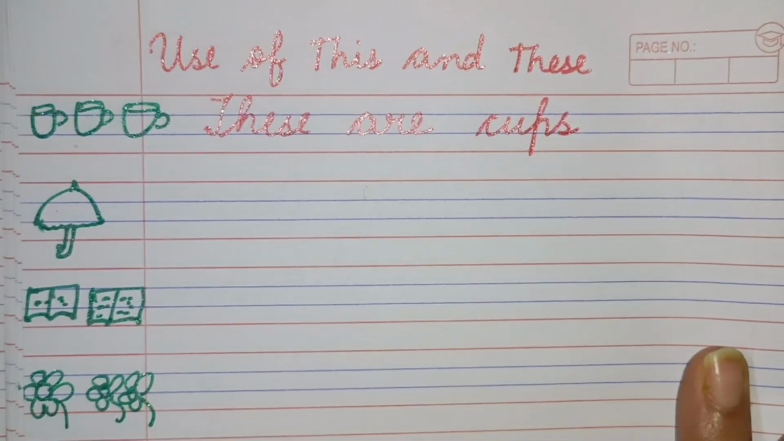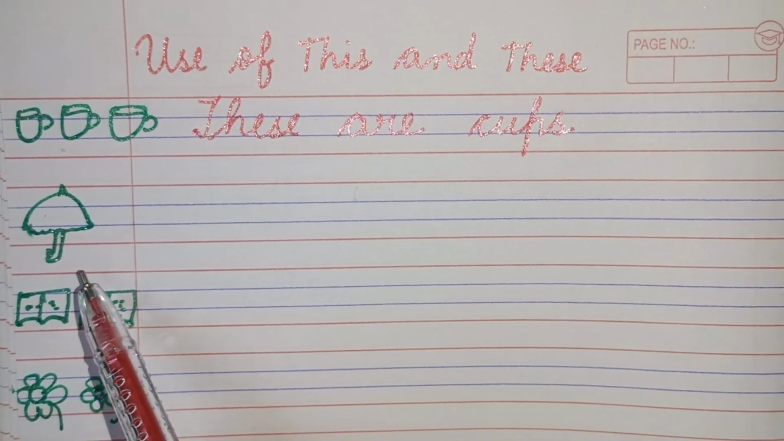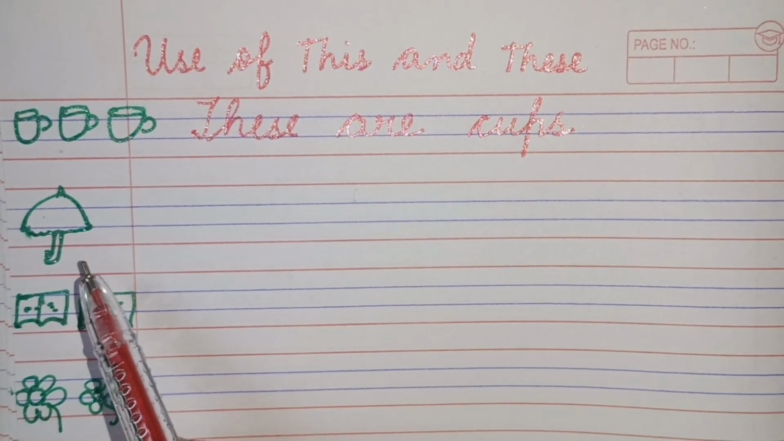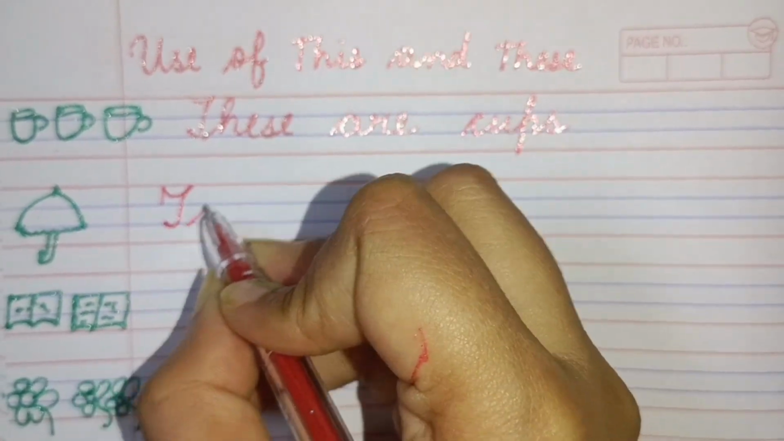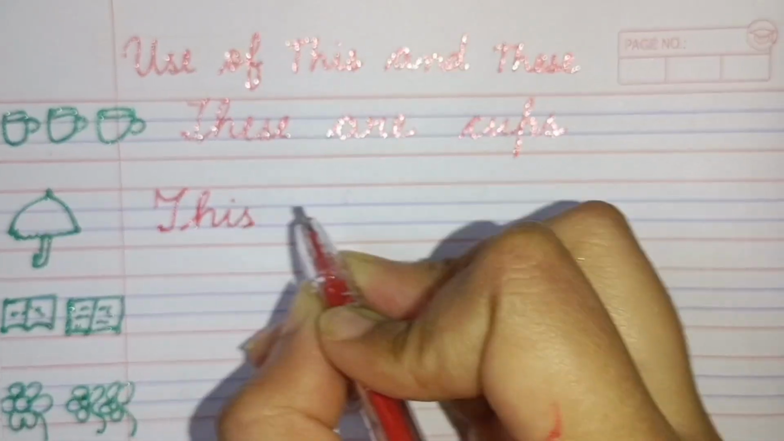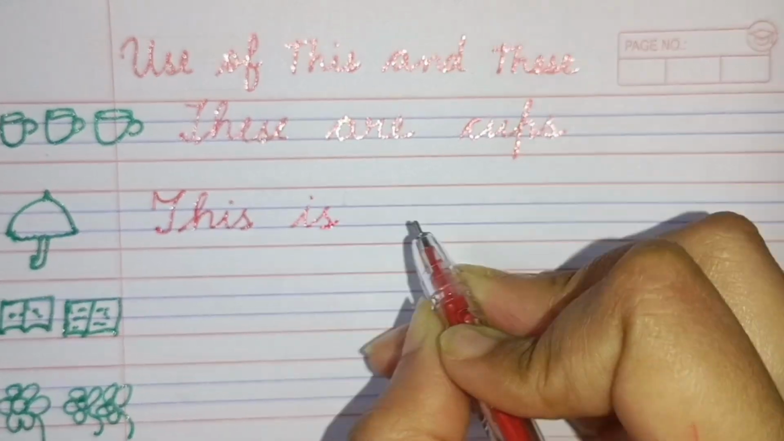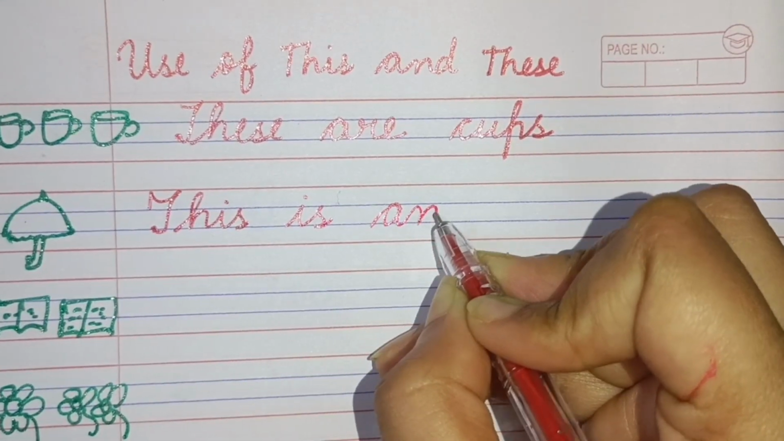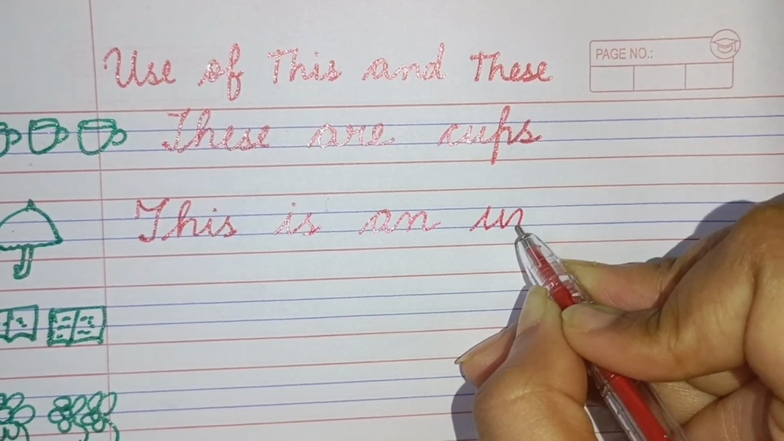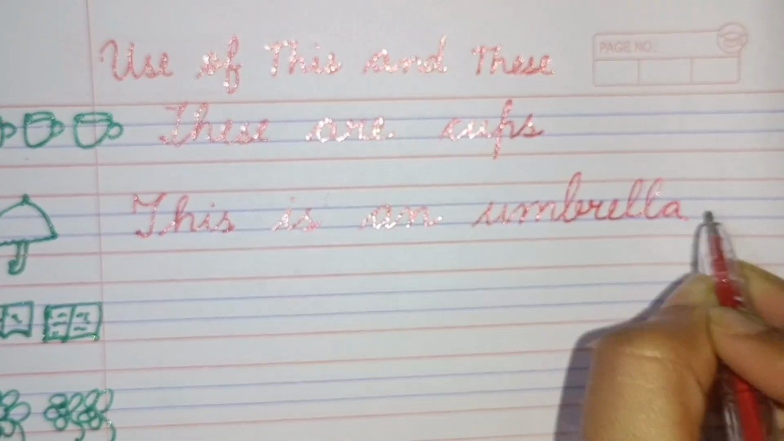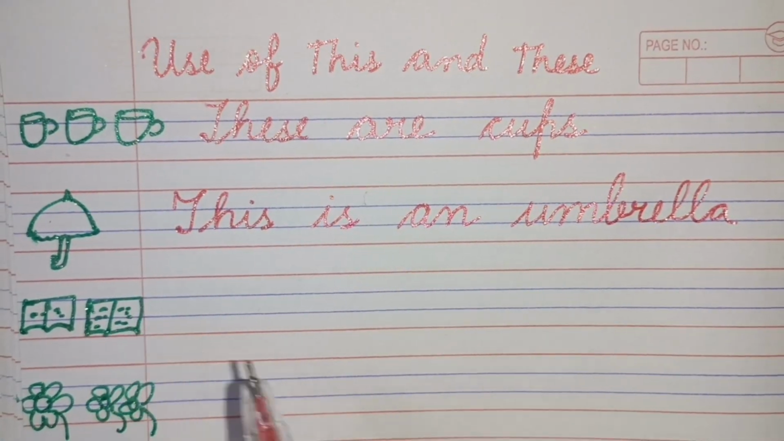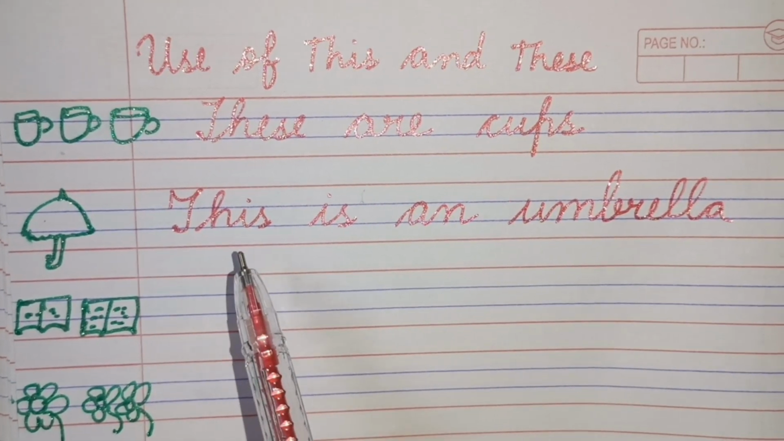Now, next is, you can see here is only one umbrella. So, what will we write here? This is an umbrella. Because here is a single object. So, we have used here this.